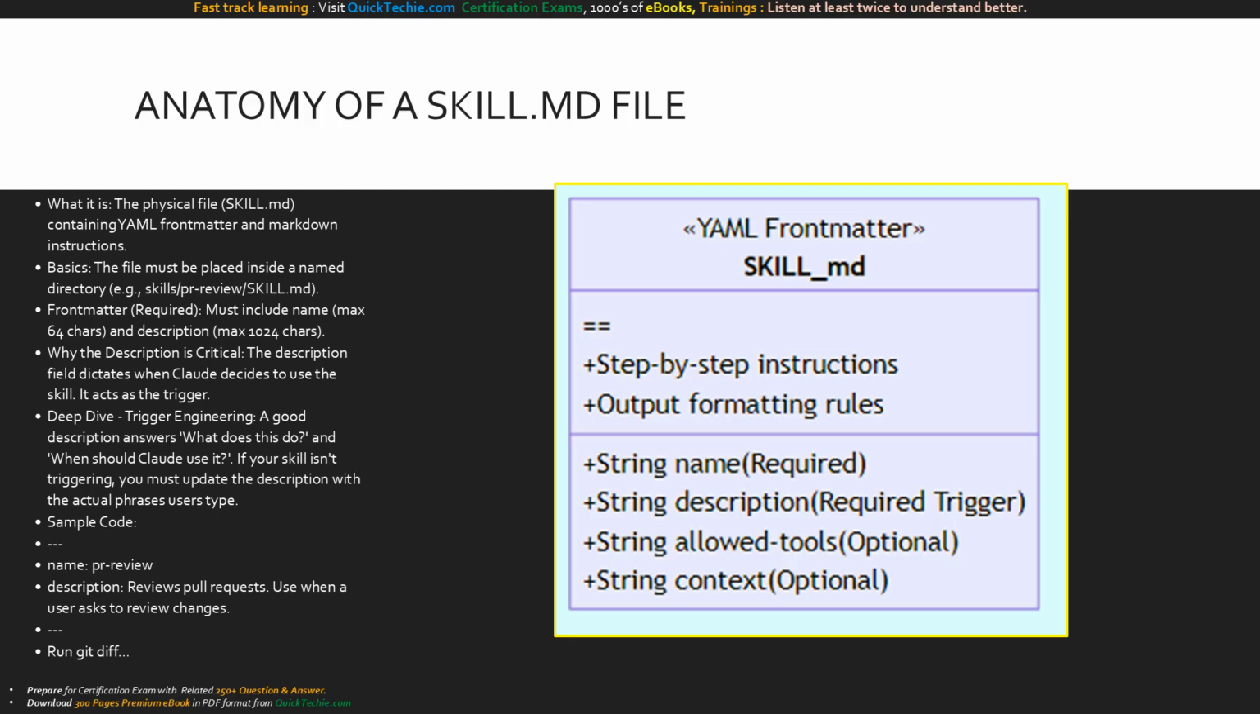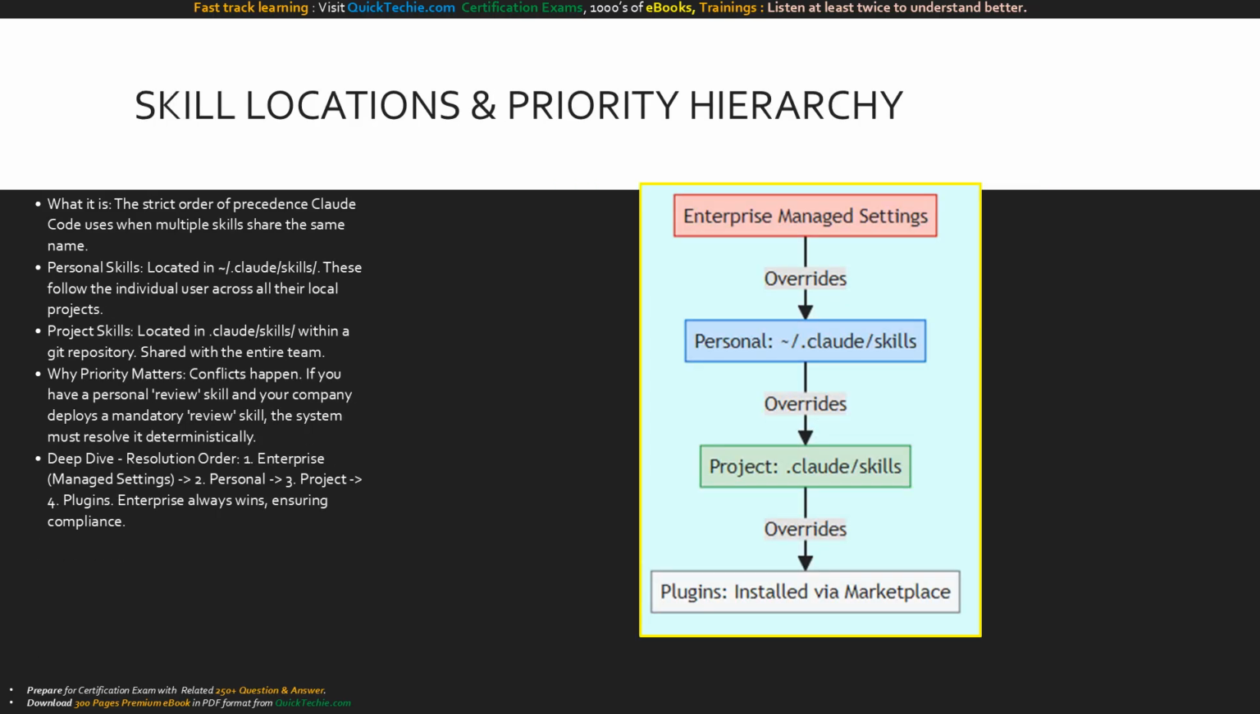This class diagram breaks down the skill.md file structure. At the top, in the YAML formatter block, we have our metadata. The name and description are strictly required, with the description acting as the engine's trigger mechanism. Below that, we have optional fields like allowed tools and context, which we will cover next. Finally, separated by dashes, is the markdown body, containing the actual step-by-step logic, checklists, and rules Claude must follow once the skill is activated.